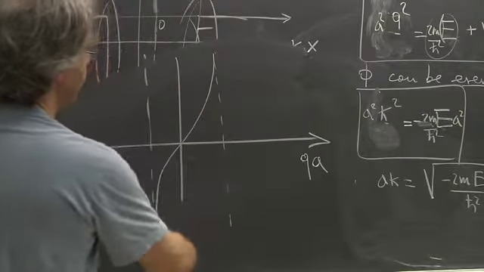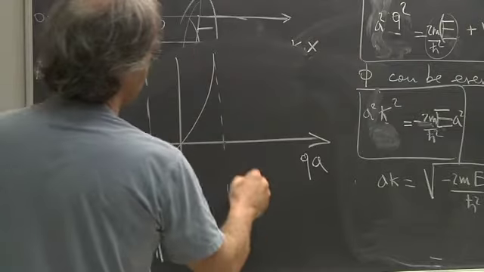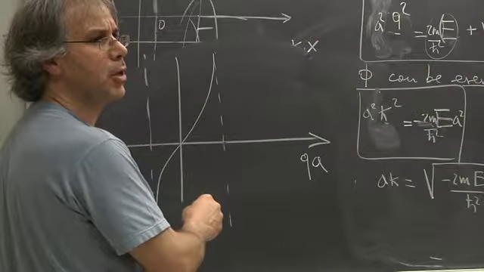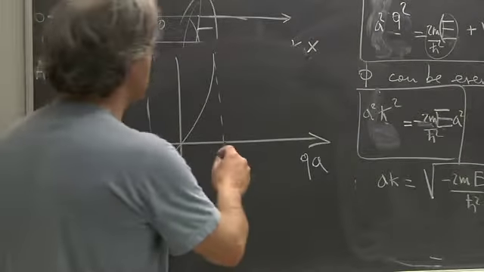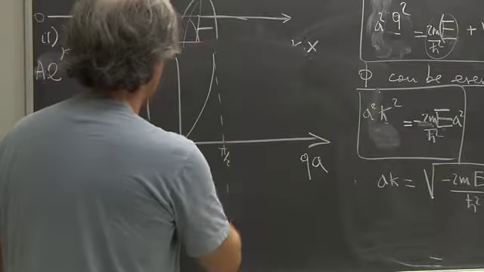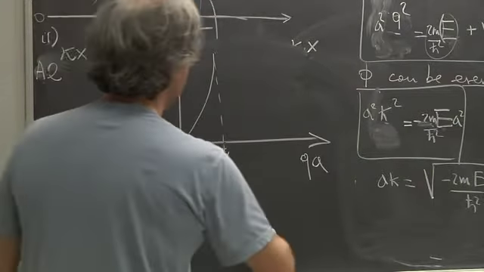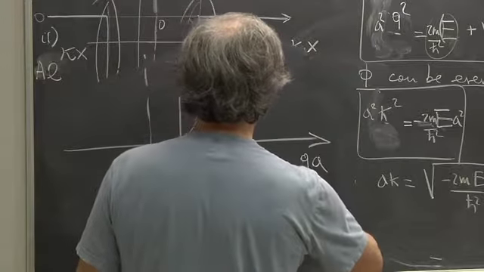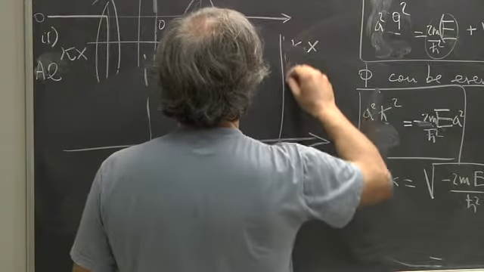This is the tangent. Obviously, when qa is equal to how much? Where does the tangent explode? Pi over 2, okay, minus pi over 2. And then it repeats, okay? So here I have, again, another branch.